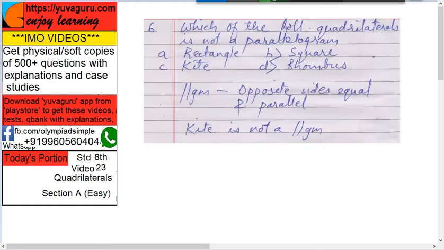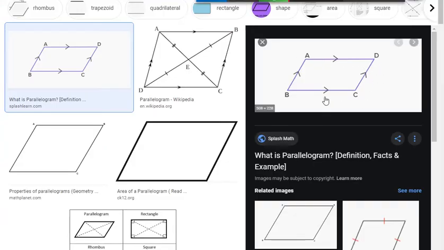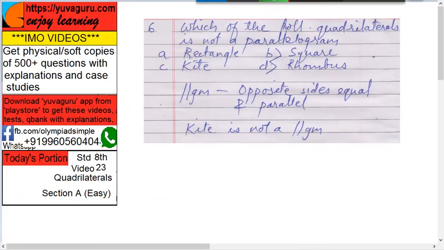360. Next, which of the following quadrilaterals is not a parallelogram? Now, see, this is a parallelogram. What is the basic feature? Opposite sides are equal and parallel.